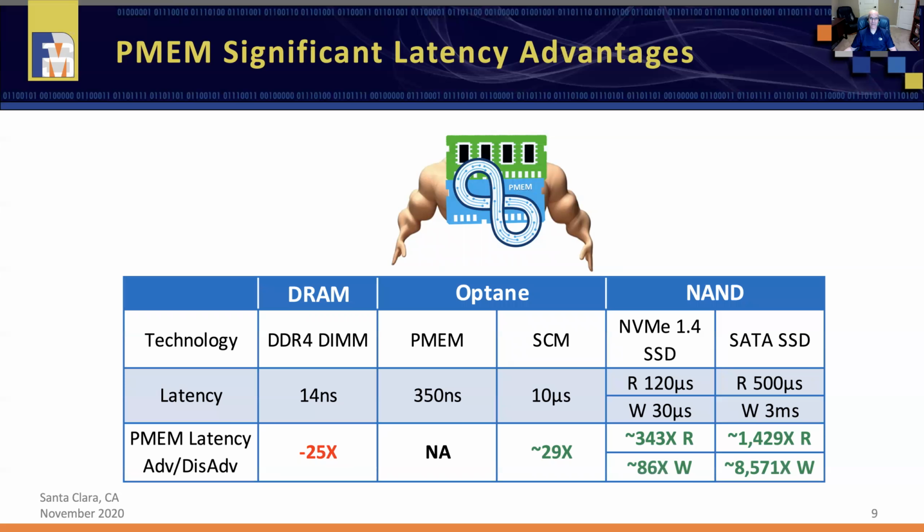Now, one of the key advantages for persistent memory is the latency. Yes, it's slower than DRAM. Yes, we know that. But it's much faster than storage class memory. 29 times faster. Yes, it's 25 times slower than DRAM. It's 29 times faster than storage class memory when you look at it from a latency point of view. And when it comes to the latest NVMe 1.4 NAND flash SSDs, it's 86 to 343 times faster, depending whether you're doing writes or reads. And when it comes to the SATA SSDs, it's thousands of times faster.